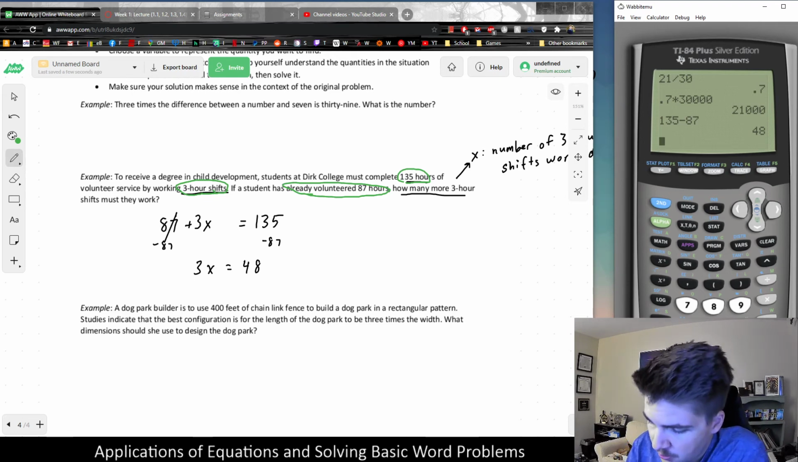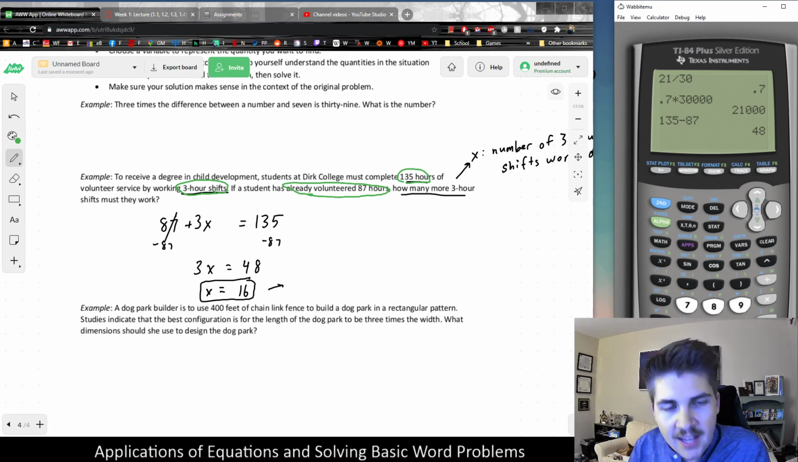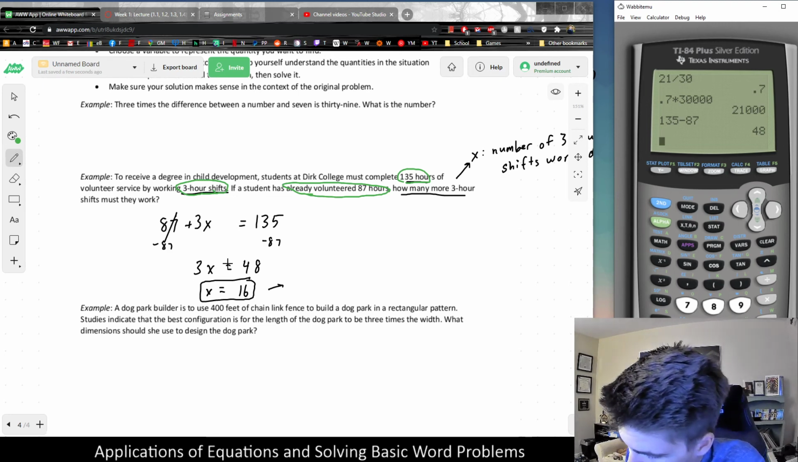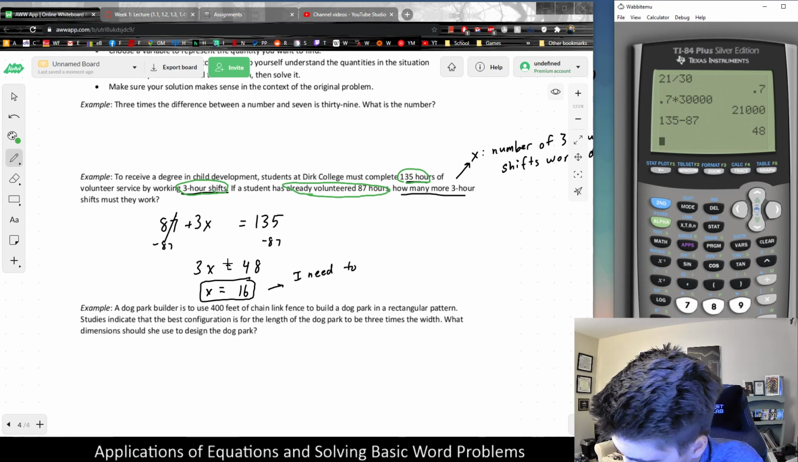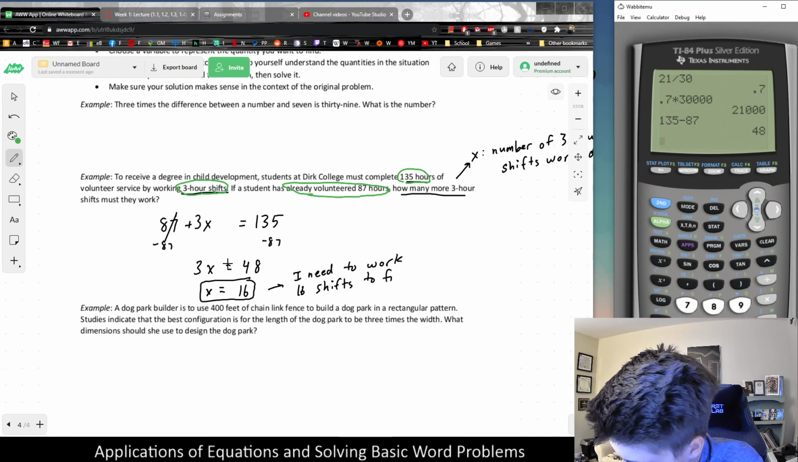And then I would need to divide by 3 to finish isolating x, which would be 16, since 16 times 3 is 48. And so what that tells me is I need to work 16 shifts. Another smart thing to do with a word problem is to answer it using a complete sentence. I want to answer it in the same way I was asked it. That way no one's going to be confused, because not everybody necessarily knows algebra and knows what that would mean. So you could then translate it to a complete sentence: I need to work 16 shifts to finish, or something like that.